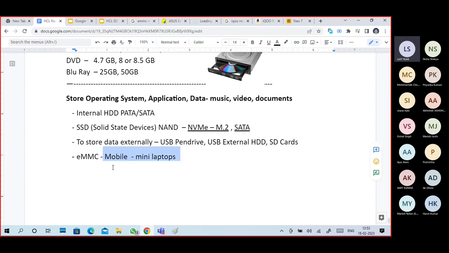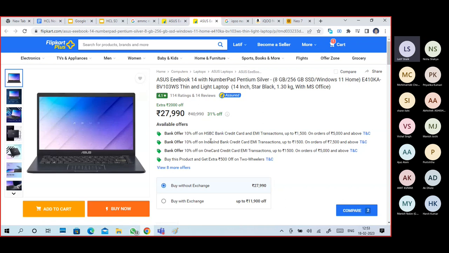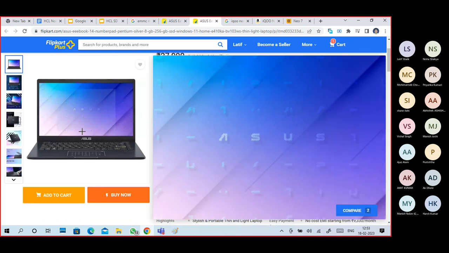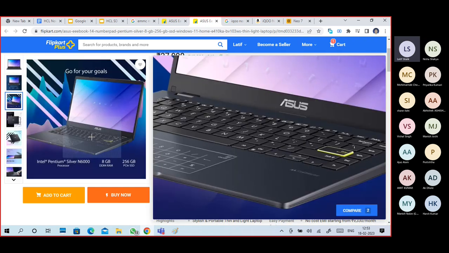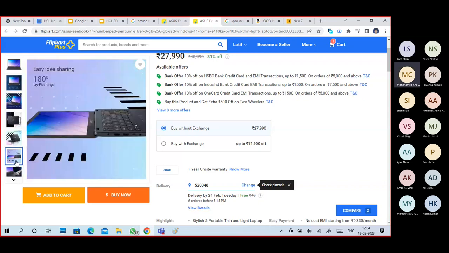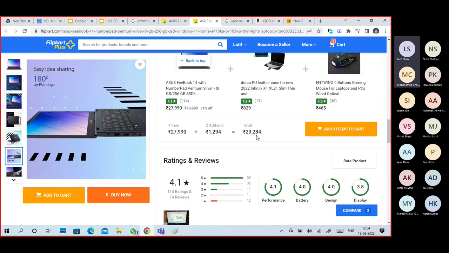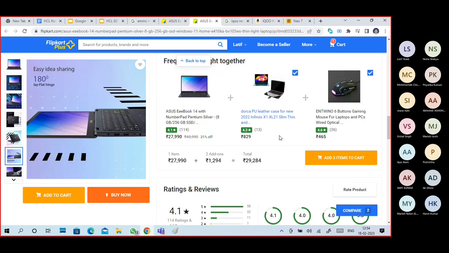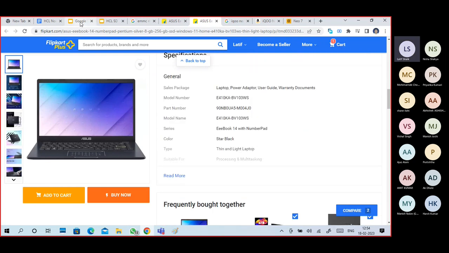In your mobile phone, mini PCs, eMMC storage is there. 8 GB RAM. Which processor is it? Number pad. It's maybe for some people. There is a number pad instead of a mouse track. We don't mind what it is.